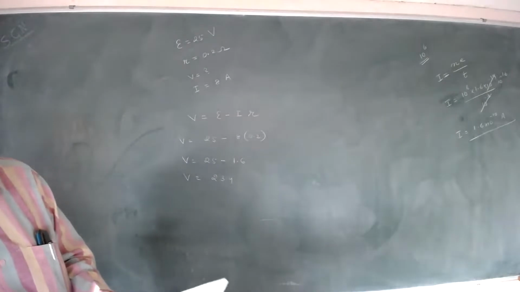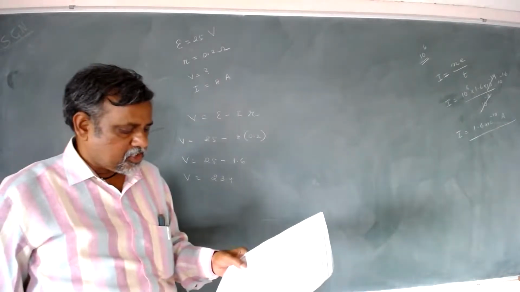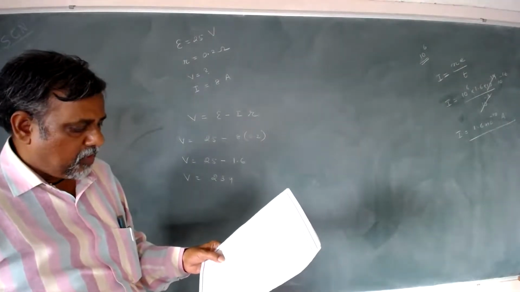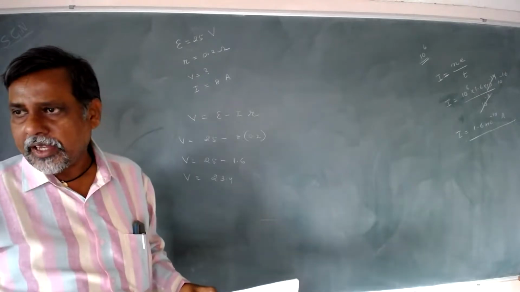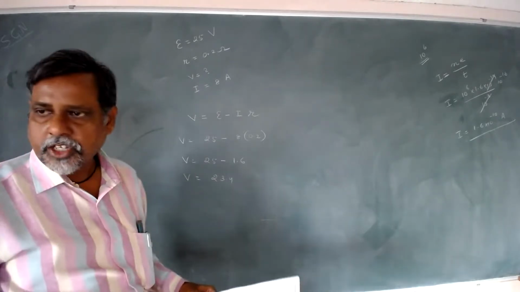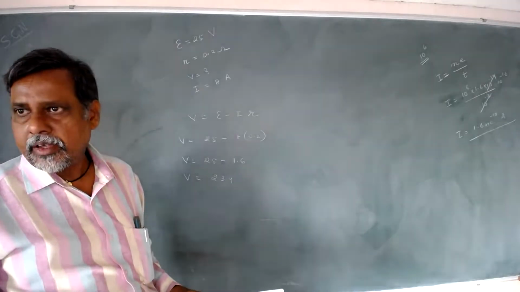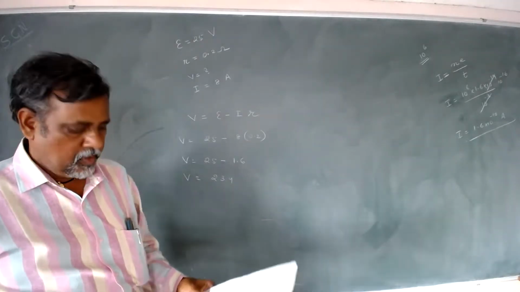Okay. Next, question number 57. How many electrons pass through a cross section of a wire to make a current of 1 ampere? 6.25 into 10 power 8. Understood? Very, very simple. I hope you can do this.